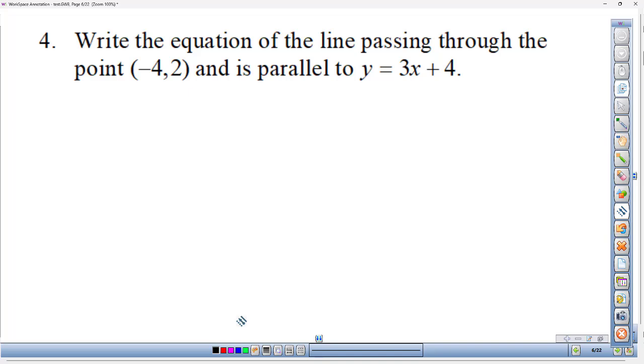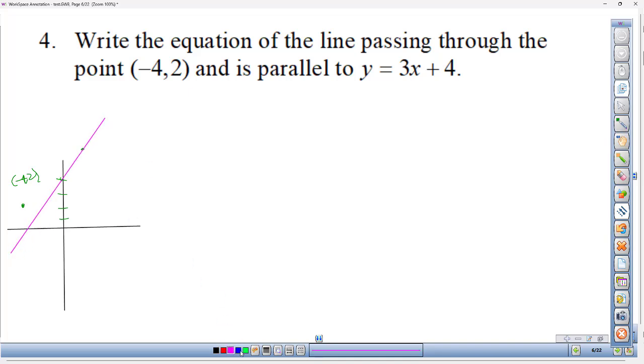All right, number 4 asks us to write the equation of the line passing through the point -4, 2, and it needs to be parallel to that other equation right there. So just in case you're not sure what this problem is even talking about, there is some point -4, 2. I'm not even going to really graph it. I'm just going to put it about where it would be. And there's some line, y equals 3x plus 4. So 1, 2, 3, 4, and like up 3 over 1. So we have some line that looks like this.